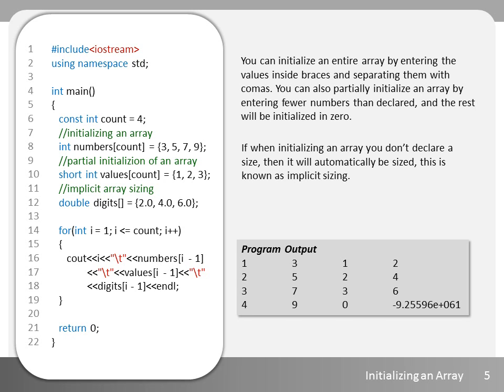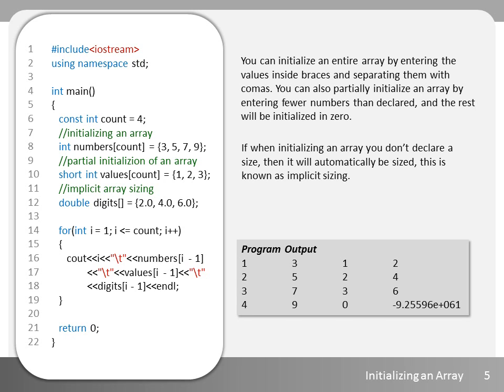After that, it tabs again and prints the first element inside the array values, then tabs again and prints the first element inside the array digits, and then there's an end line. On the right hand side, where the program output is, we can see that a 1 was printed, followed by the first number in all the arrays, a 3, a 1, and a 2.